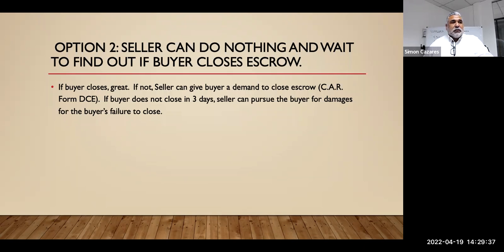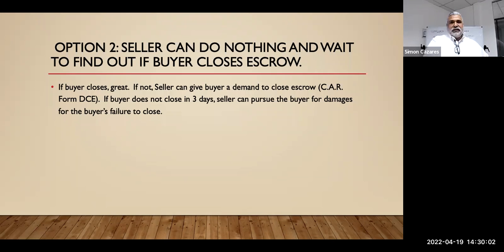Notice to perform and notice to release contingencies are in business days, and if it falls on a weekend or holiday, it reverts to the next business day. But the demand to close is 3 calendar days. If it falls on a holiday or a weekend, then the seller has the right to cancel on that, okay? Any questions regarding demand to close?